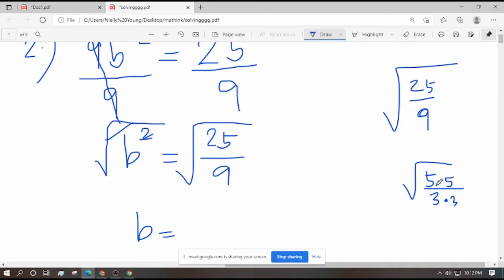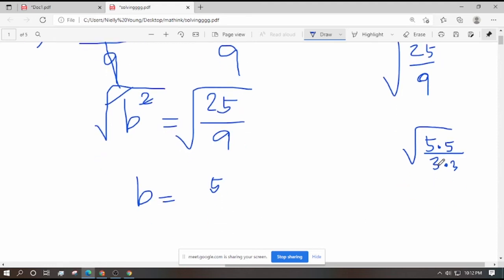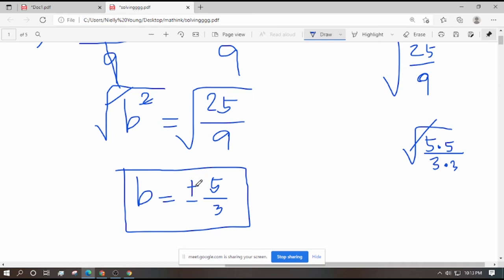So, make it just one number because they are common. Make it 5, and for the bottom, make it just 3. And then the square root will disappear. Why does it disappear? Because the numbers inside the square root are the same. So the answer here is positive and negative. Again, why is it positive and negative? Because you use square roots. Okay? So, the answer for number 2 is positive and negative 5/3.